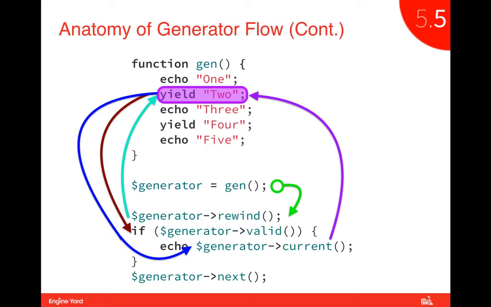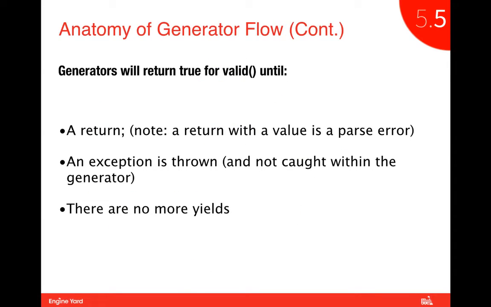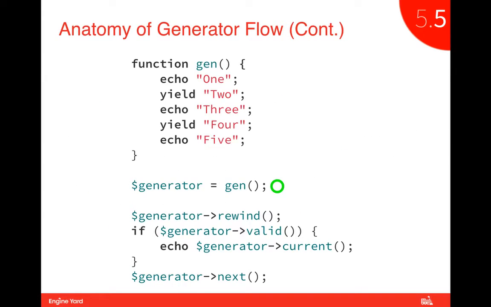It then returns control back out of the generator. And we come back to our echo here. It takes the result of that yield and echoes it out. Next is then called for our next iteration. So we're now on the second part of our loop. It jumps back in right where it left off, does the echo, stops at the yield. And then it does the same thing it did before, which is valid, current. So it starts from here and does the yield.